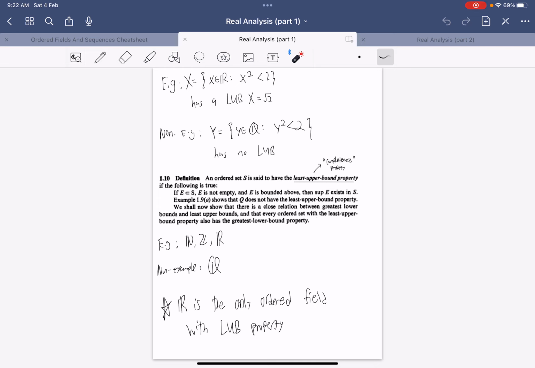And one thing to note is that an ordered set has this completeness property, known as the least upper bound property, if any subset you take that is bounded above has a least upper bound. Then it is complete. And so what it means to say now is that the real numbers is a complete ordered field. This completeness comes from the least upper bound property.